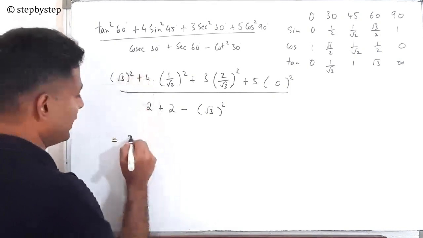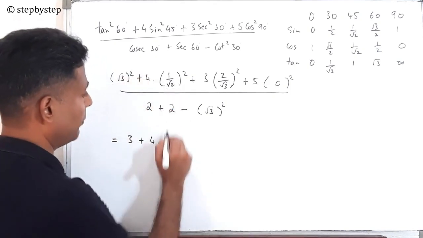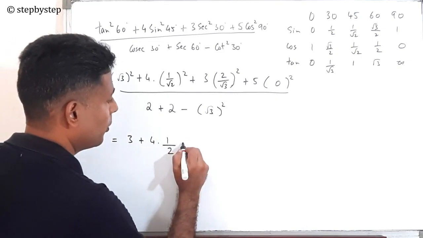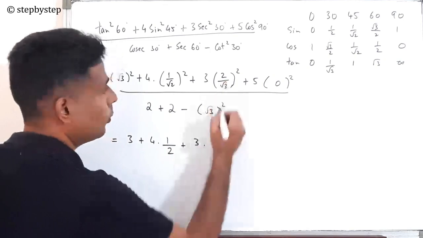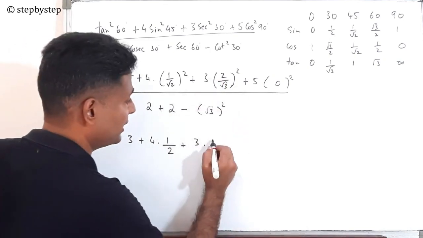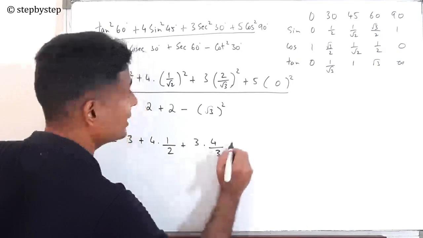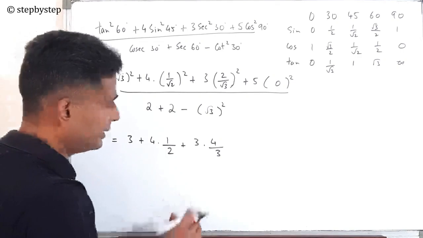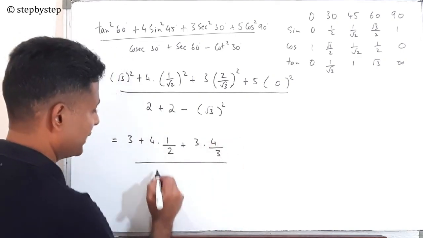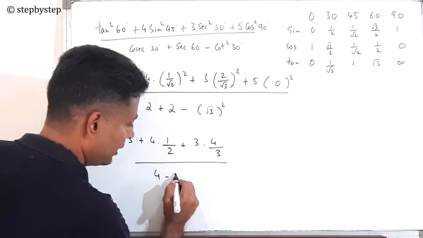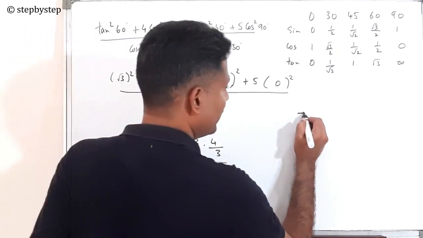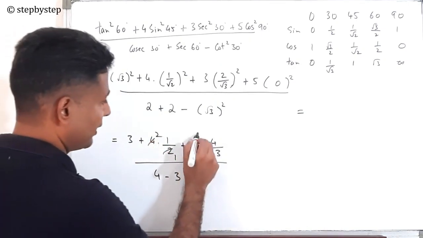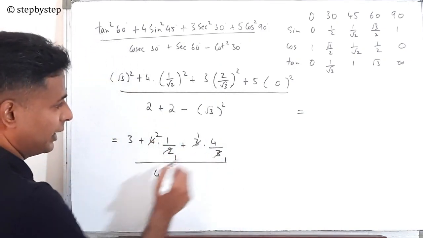Alright. So root 3 square is 3, plus 4 into 1 by root 2 whole square, 1 square by root 2 square, that is 1 by 2, plus 3 into 2 by root 3 whole square, 2 square by root 3 square, 2 square is 4, root 3 square is 3, plus 5 into 0 square, 5 into 0, so it is 0. Now here 2 plus 2 is 4, minus root 3 square, 3, right? So what do we get? Okay, here 2 ones are 2, 2 twos are 4, and 3 ones are 3, 1s are 3. So there is nothing in the denominator except 1.